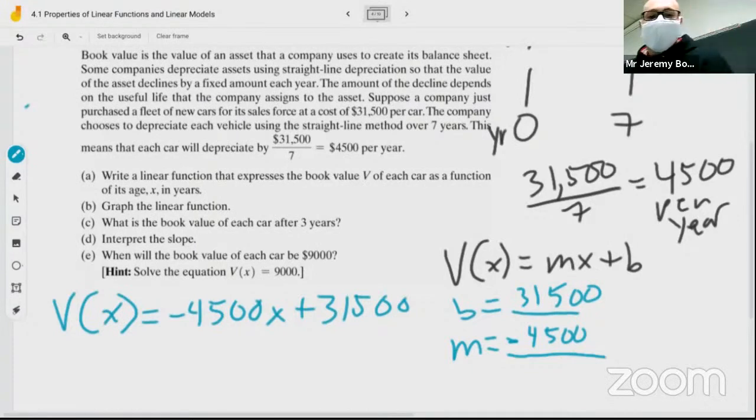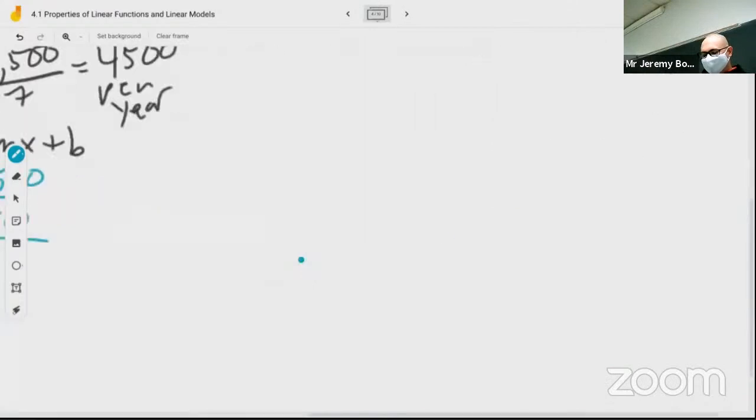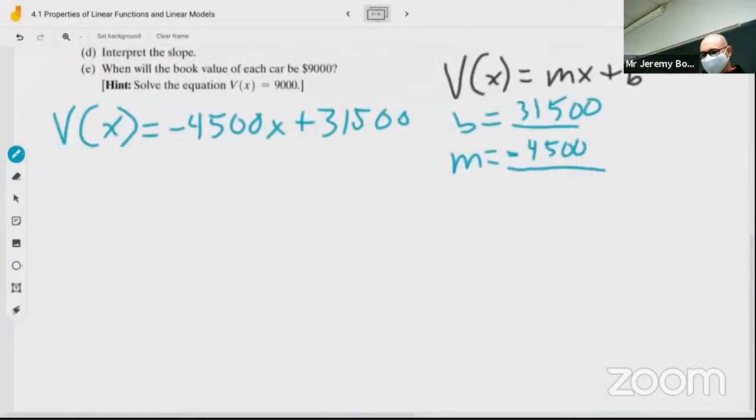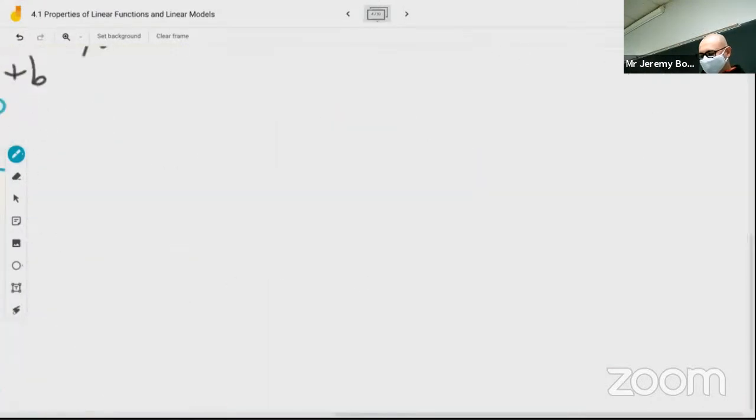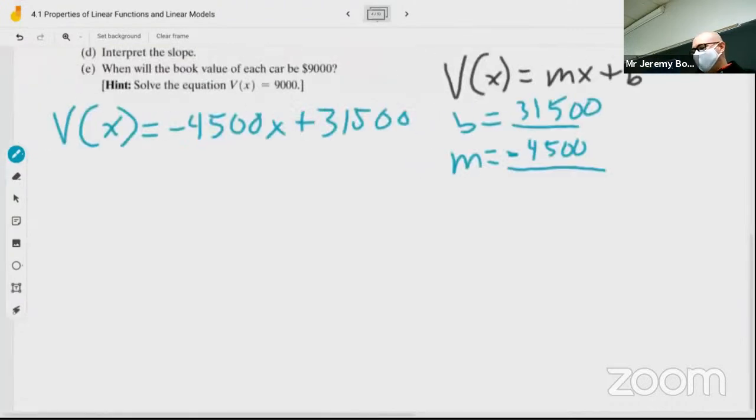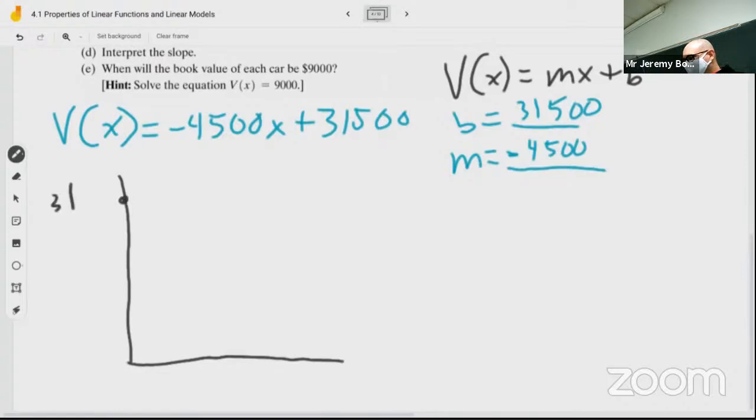To graph it, it's not super tough to graph it. I think I got a little graph for it somewhere set up. Well, maybe not. Remember, you just need 2 points to graph it, right? And so what we can do is have our vertical axis, that's going to be the value of the car. And when we first start, the value of the car is 31,500.